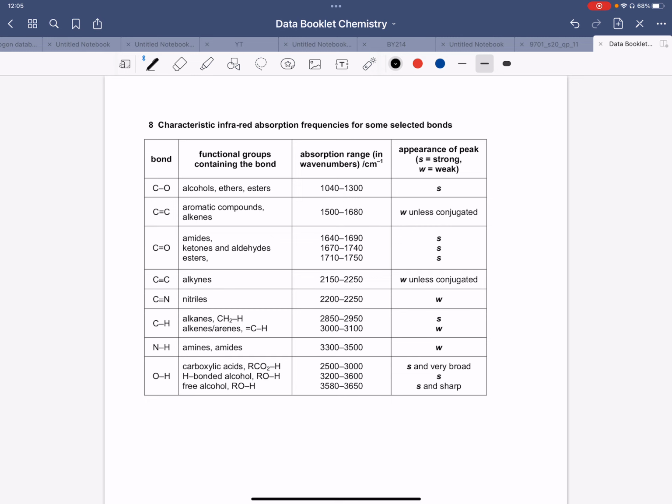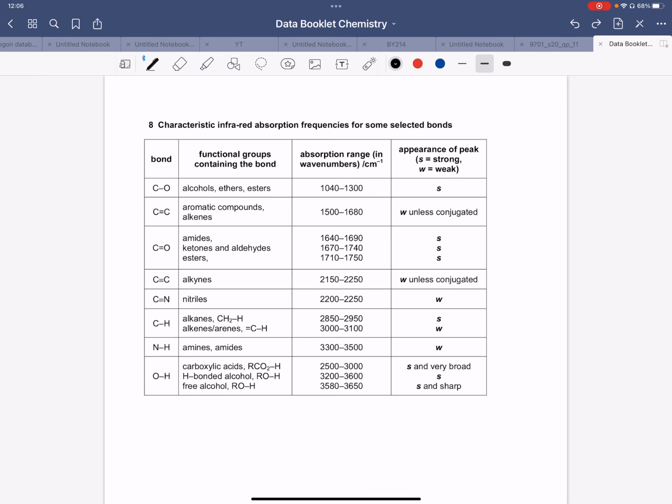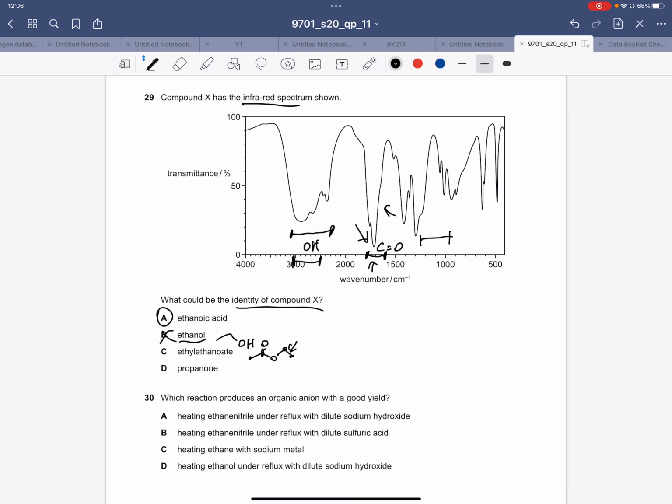So an ester bond would be from 1040 to 1300, and as you can see, there's not really any significant peak right there. So it's not going to be an ester, because an ester would show a strong peak, and there is not really a strong peak between there. I guess you could say that, but that's really more of an alkane bond. Moving on. Ethyl ethanoate, we said that was out. And propanone looks like this, but again, there's no alcohol, so it can't be that one either. So we're left with answer choice A, and that is the correct answer.